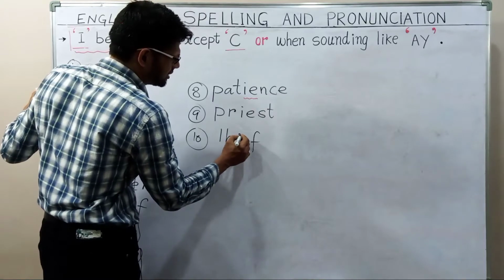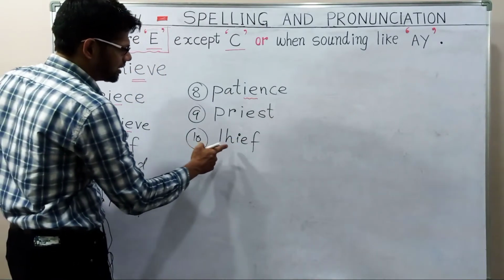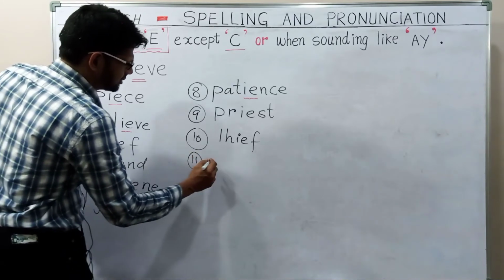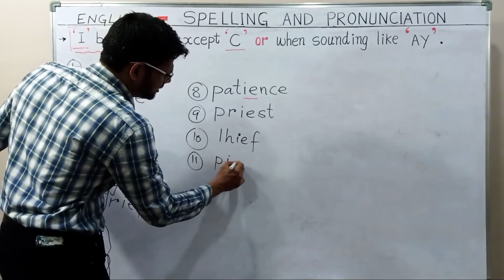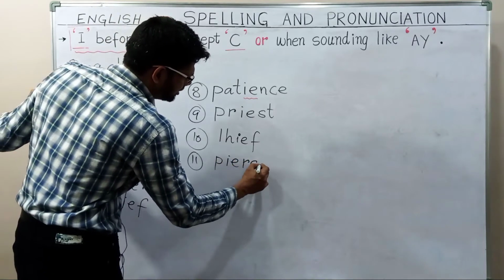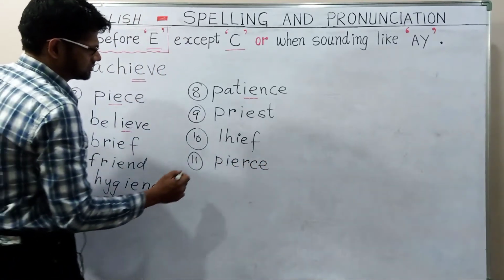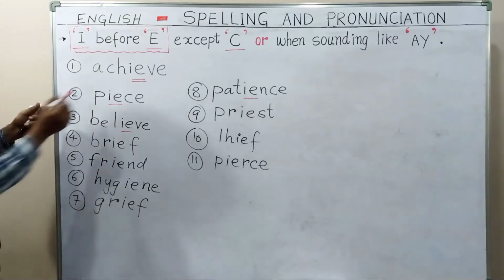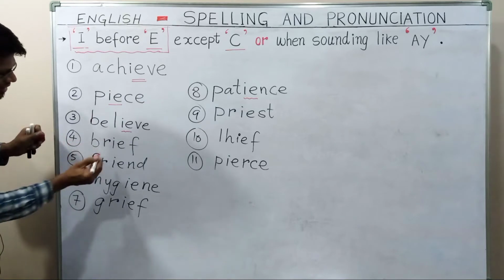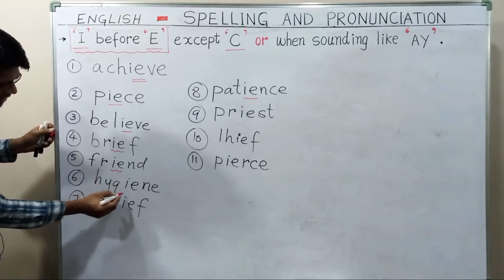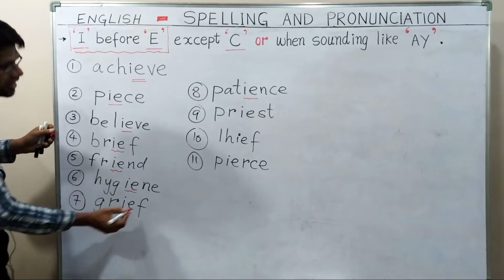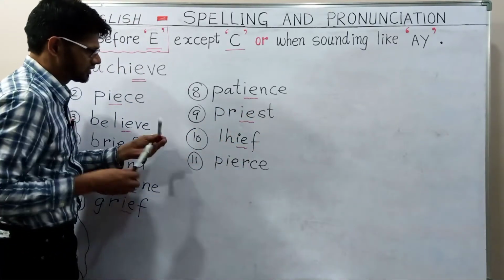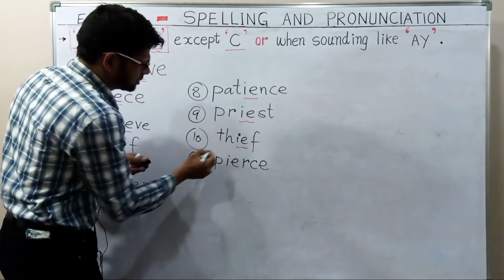So you can notice here also, in thief also, you have this pattern. And if I write, for example, Pierce, P-I-E-R-C-E, Pierce. So these are a few examples. You can notice here I-E, I-E, I-E, here also I-E, hygiene, I-E, and grief, I-E, patience, priest, thief. So you can notice that this is one rule of spelling.